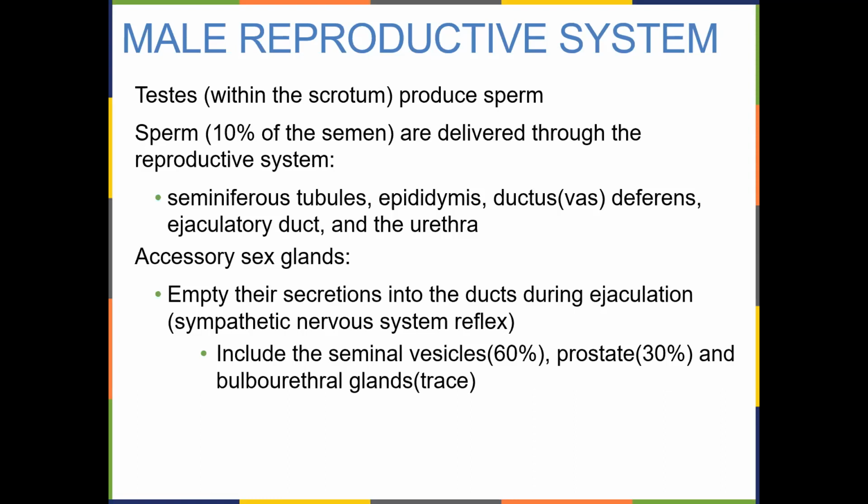Ejaculation is driven by the sympathetic nervous system. It's a reflexive action. It triggers rapid smooth muscle contractions that propel the sperm out of the testes and the semen out of the seminal vesicles and through the urethra into the vagina.